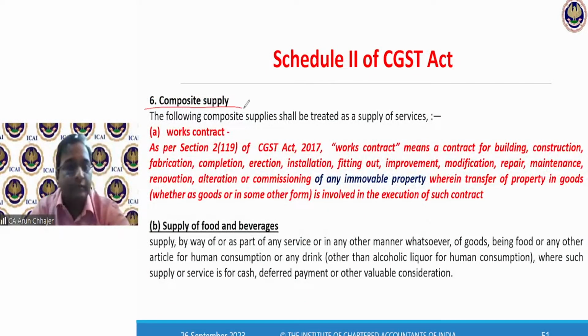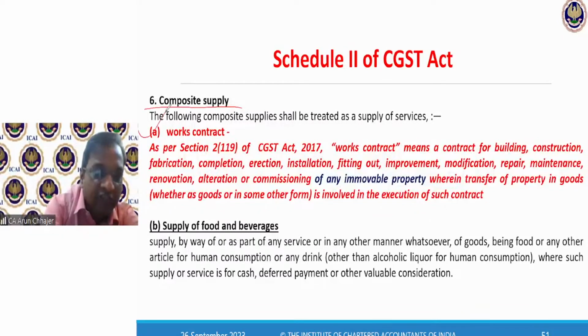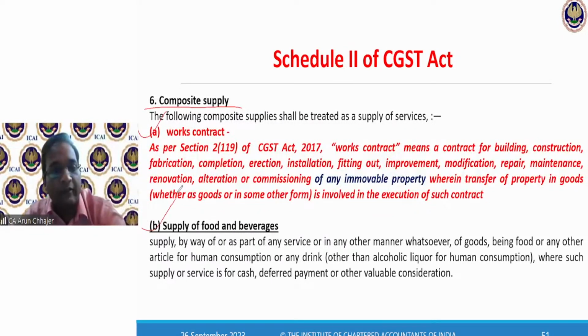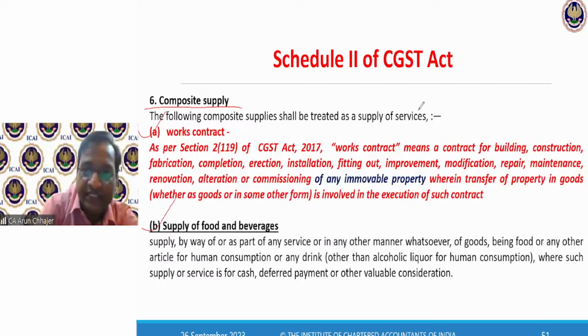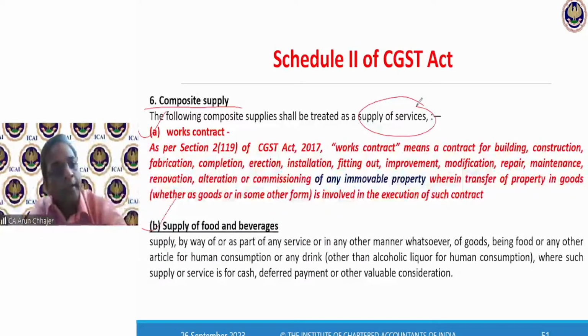Composite supply. So in this para, there are two clauses: clause A, works contract, and clause B, supply of food and beverages. Both are treated as supply of service.